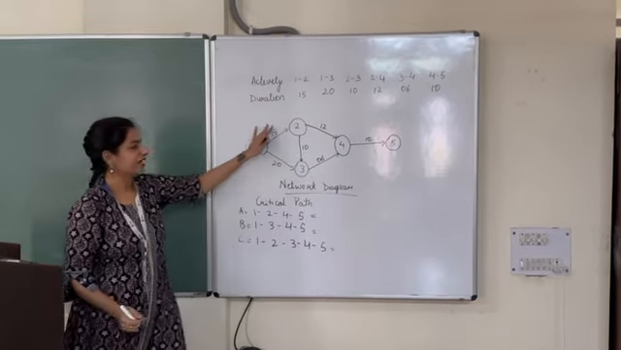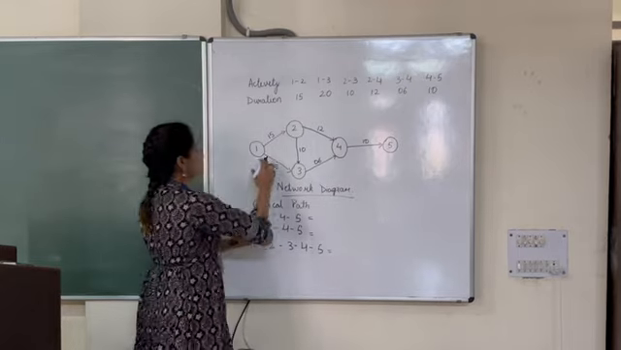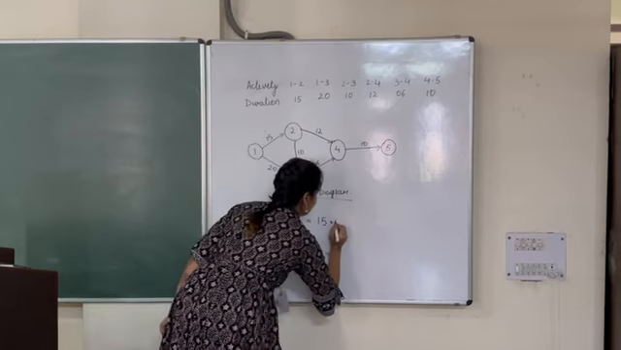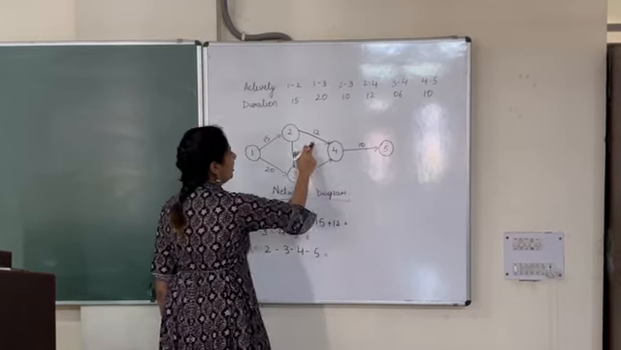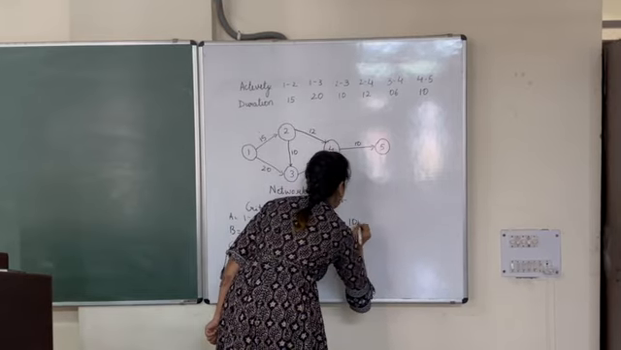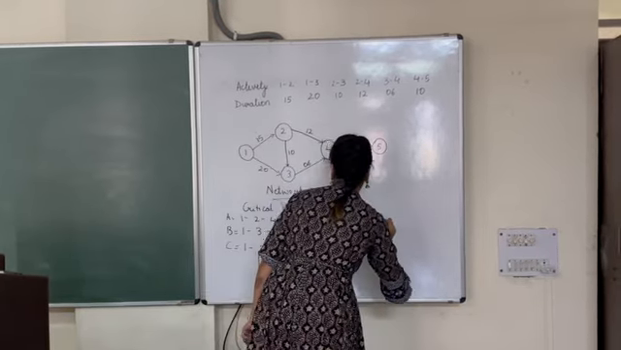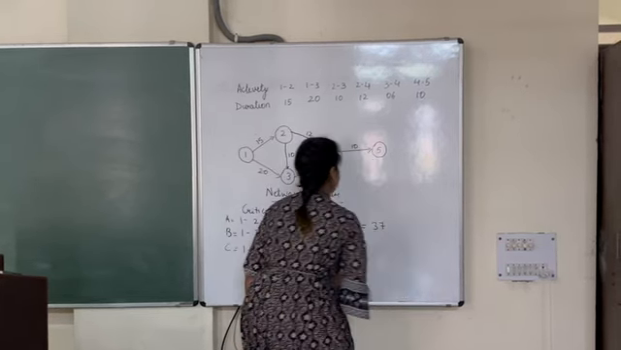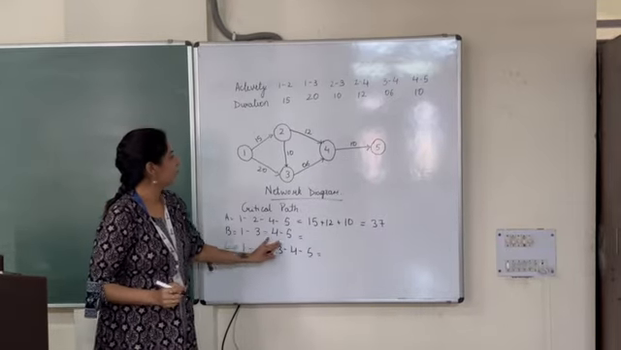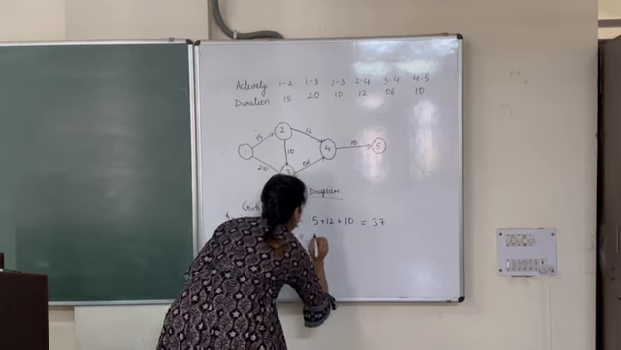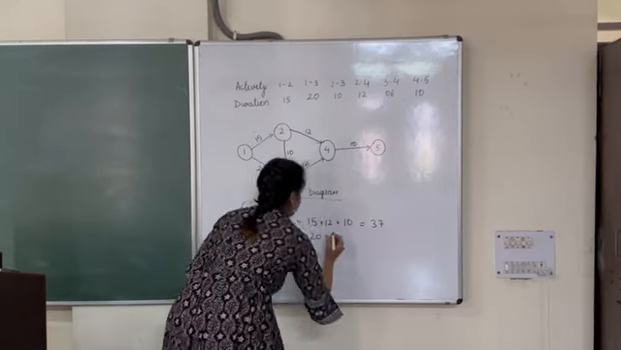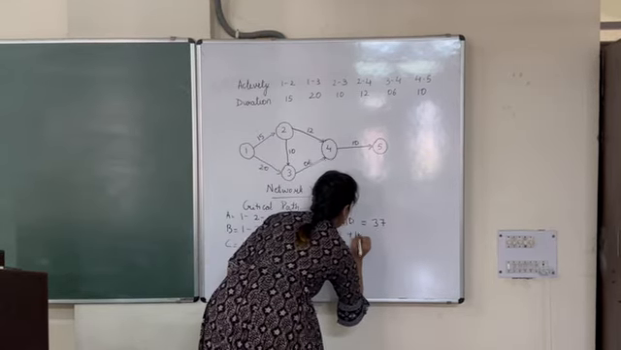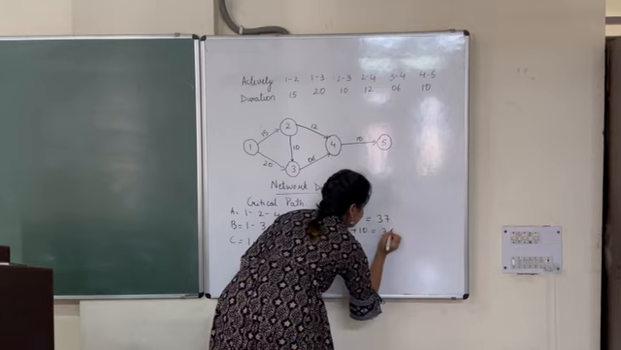Now we will write the duration of each path. From 1 to 2 it is 15, from 2 to 4 it is 12, then from 4 to 5 it is 10. So the total is 37. Then for 1, 3, 4, 5, it is 20 plus 6 plus 10, so the total is 36.